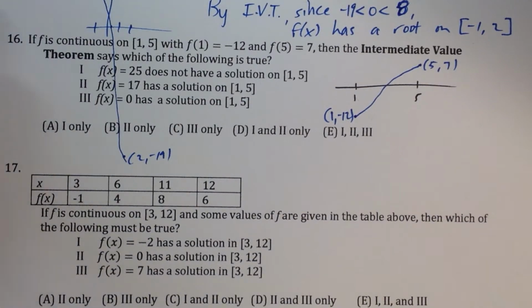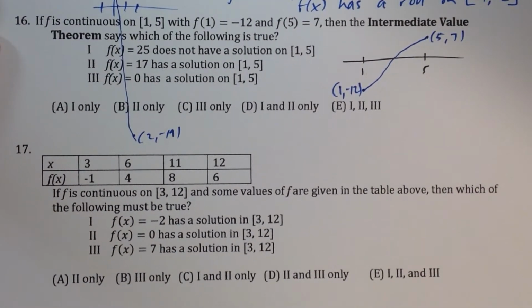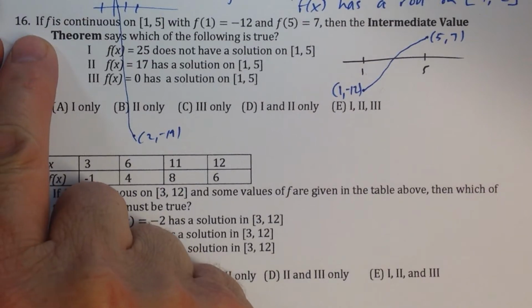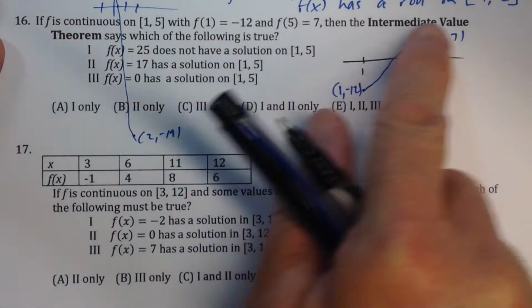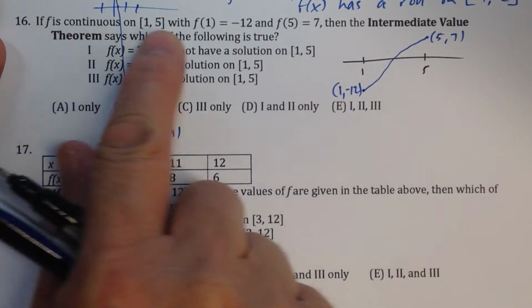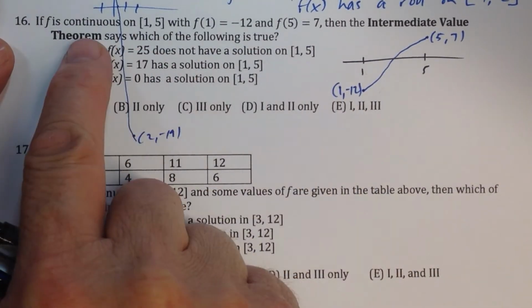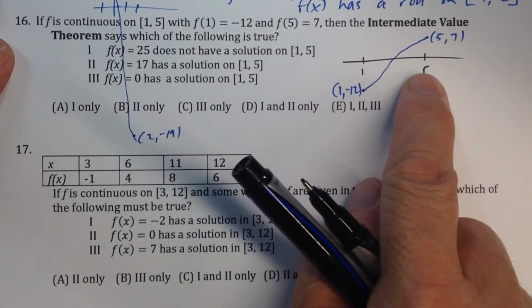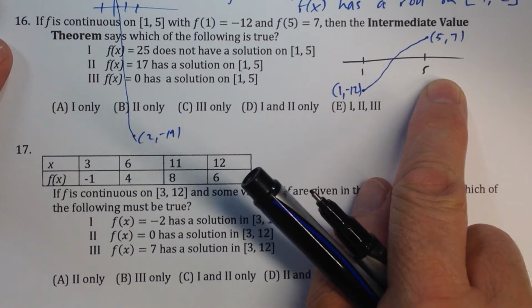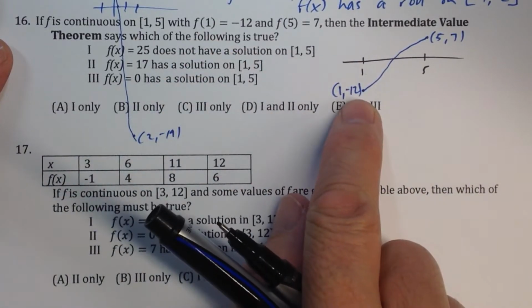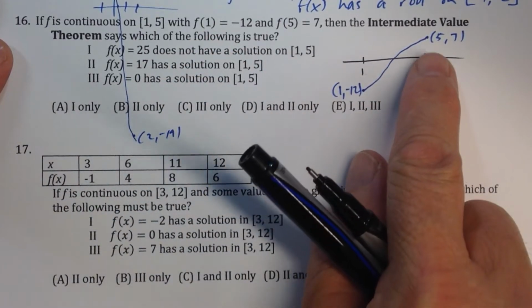So for number 16, we're starting to get into the more calculus kind of questions. We just talked about the intermediate value theorem in the most recent video. The scenario in problem number 16 is that f is continuous from 1 to 5. I put 1 to 5 over here. It also says that f of 1 is negative 12 and f of 5 is 7.